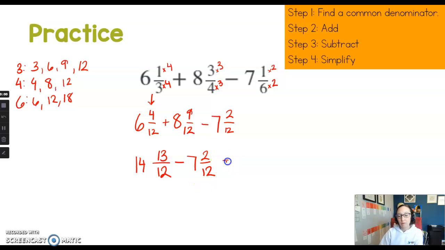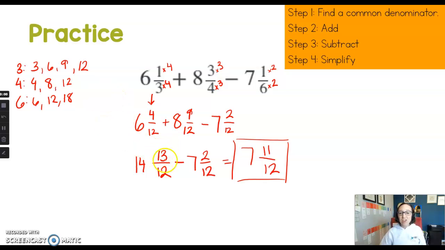Okay, so now let's start with our fractions. 13 minus 2 is 11. My denominator stays the same. And then 14 minus 7 is 7. So then I take a look, can I simplify this at all? I go 11 and 12. Nope, I can't simplify that. They're so close to each other, we know that they don't have any common factors. So we get an answer of 7 and 11 twelfths.